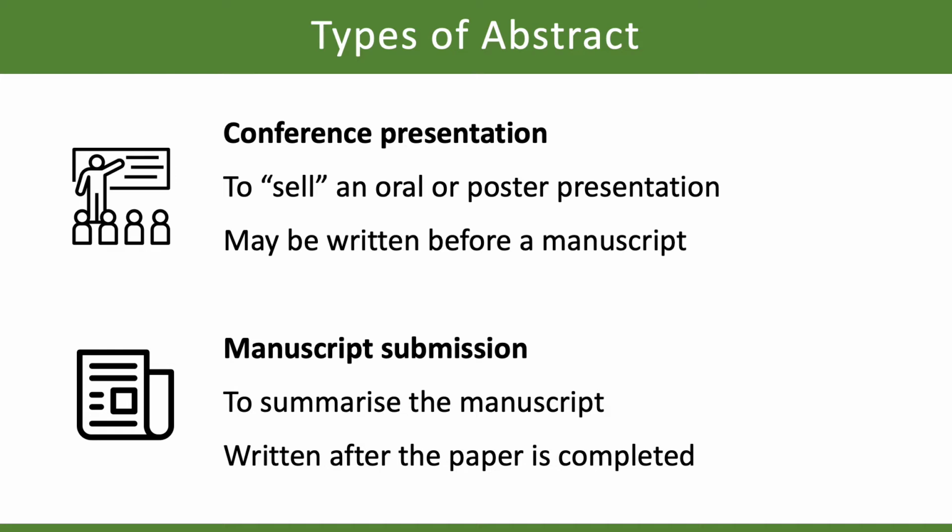The second type of abstract is one that precedes a manuscript and that one that you find on PubMed. It is a brief summary of the manuscript, and this is usually written after the paper is already completed.